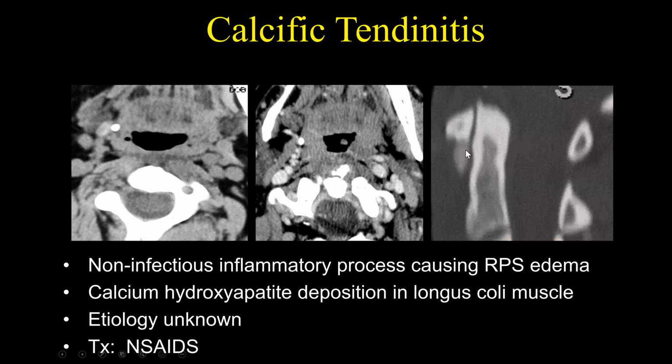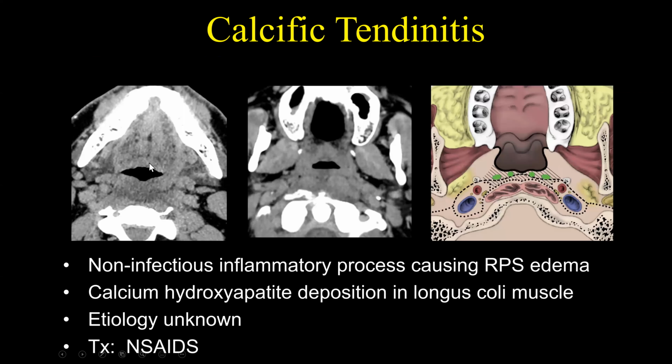Now, these are the sagittal images of the same patient demonstrating C1, C2, and this small little ossification here, which is the calcium hydroxyapatite deposition. And because of the surrounding inflammation, this results in edema involving the retropharyngeal space. Another example here, we can see edema involving the retropharyngeal space. You can see it's expanding the retropharyngeal space.